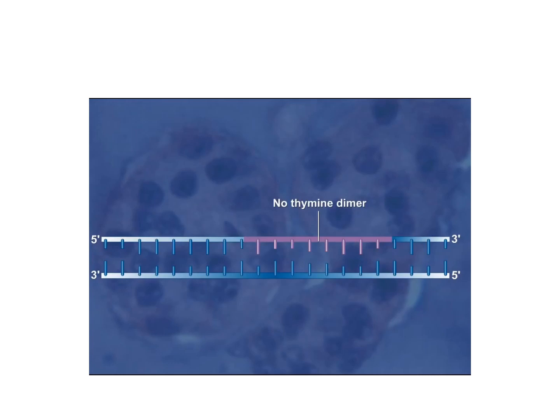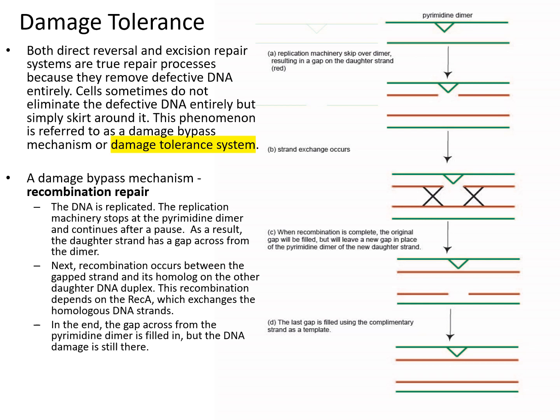So until now, we discussed the reversal and the excision repair, and next would be the damage tolerance. Both direct reversal and excision repair systems are true repair processes because they remove defective DNA entirely. However, sometimes cells do not eliminate the defective DNA entirely, but simply skirt around it. This phenomenon is referred to as the damage bypass mechanism or damage tolerance system.